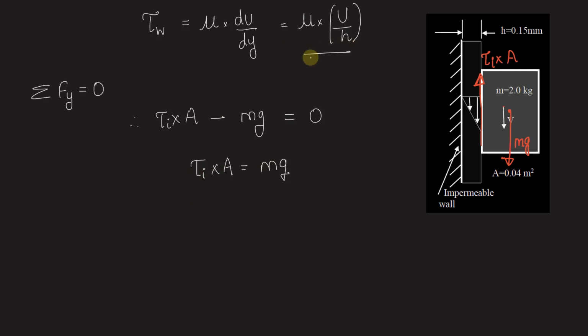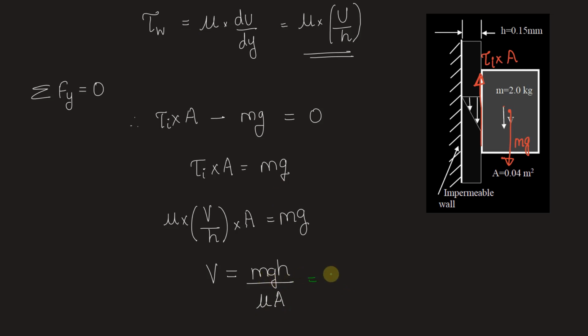Let's substitute from here mu into, at the face, velocity of the block will be the velocity of the upper layer of oil. Hence, we can write mu into v by h into A is equal to mg. Rearranging for finding v, we have v equal to mg into h divided by mu into A.